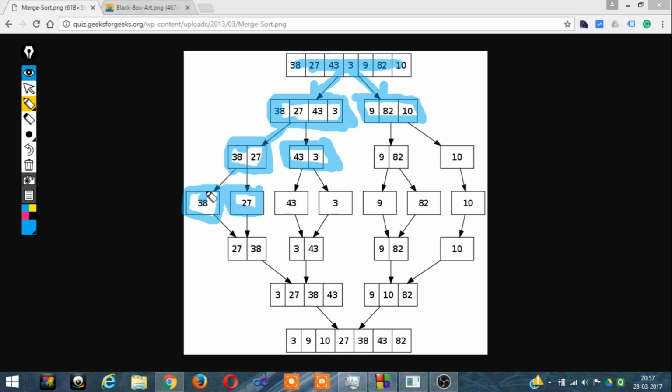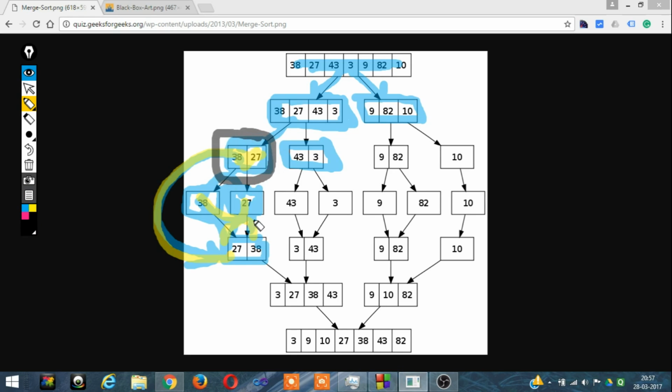Now we have to combine them, we have to merge them. These two arrays are sorted arrays, so we have to merge them. So the merge array function is called now. It merges these two arrays to form a big array. Like this one was the unsorted array and this is the sorted version. 27 comes here, 38 comes here. I am saying arrays, but I mean subarrays. This is the unsorted subarray, this is the corresponding sorted subarray.